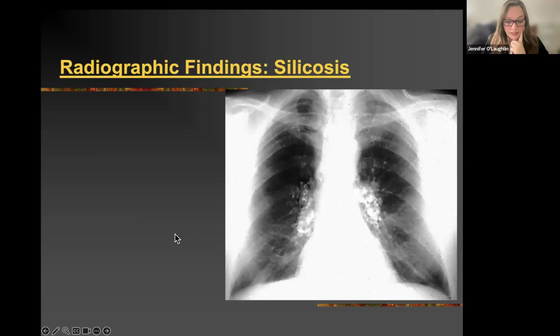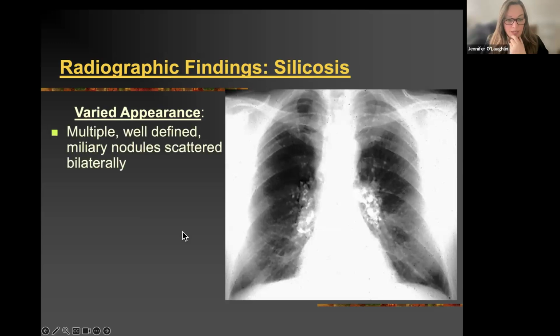Okay, what does it look like? The findings for silicosis have a couple of different appearances. First one is going to be miliary nodules. That's not what you're seeing on this X-ray. Think back to miliary TB. Those are those tiny little seed-like nodules that are widely scattered throughout both lungs. Silicosis can look the same way, but the nodules tend to be a little bit more well-defined and a little brighter in their shade of gray. So they're more white than you would see with miliary TB.